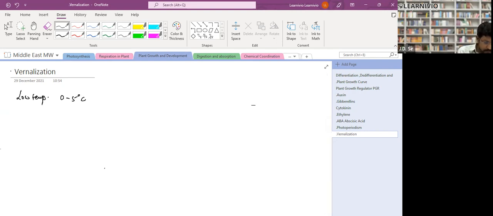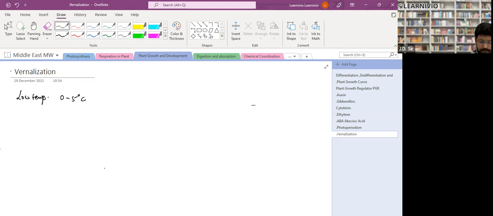Please note it down. Vernalization is a process of shortening the juvenile and vegetative phase and hastening flowering by a previous cold treatment.